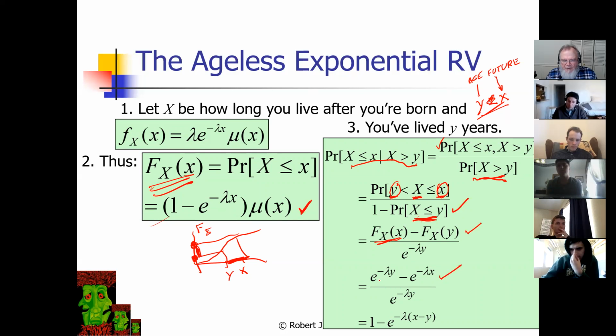And you'll notice that the first term cancels the second term, and we get a distribution function of 1 minus e to the minus lambda (x minus y). And that is as good as new. It might not be apparent to you, but here's what the situation is. When you're born, here's your probability distribution function, right? It's e to the minus lambda x.